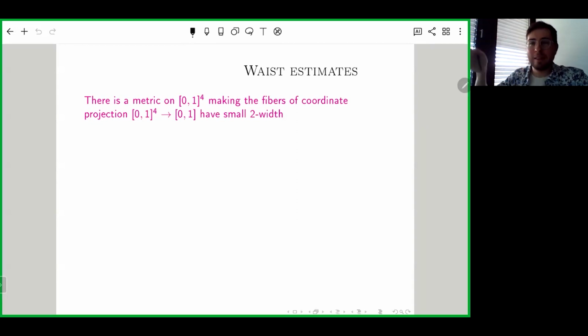But that's going to be the last thing I'm going to be talking about. Yeah, a super awesome example by Sasha Bernikov. It says that there is some weird Riemannian metric on the four-dimensional cube, such that if you slice it with vertical three cubes, each slice will be approximately two-dimensional, but the whole thing will be essentially four-dimensional.